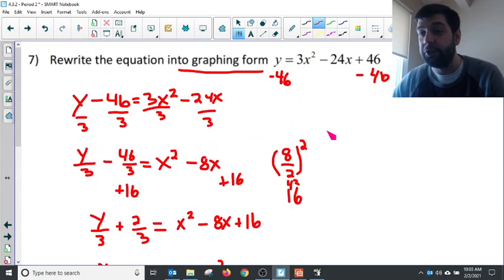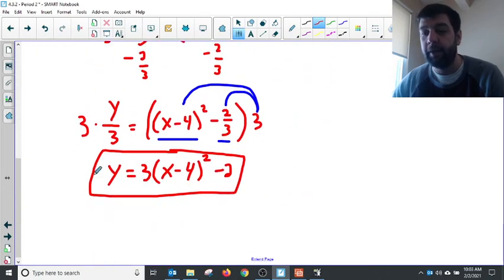If I wanted to check, are these two equations equivalent, I would graph this original equation. I would graph this equation, and I would see that my equations overlap. And if they don't overlap, that would mean they're not equivalent.